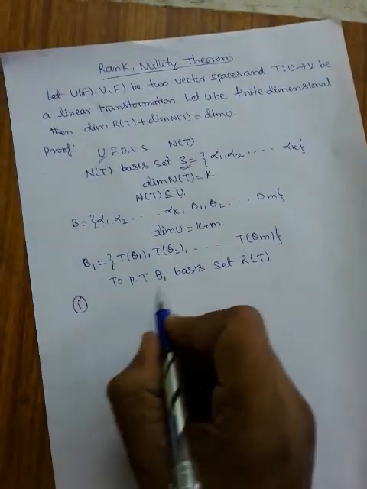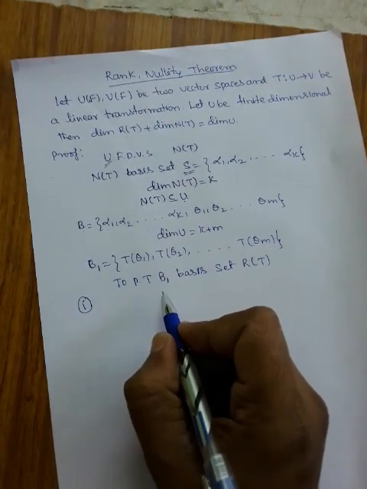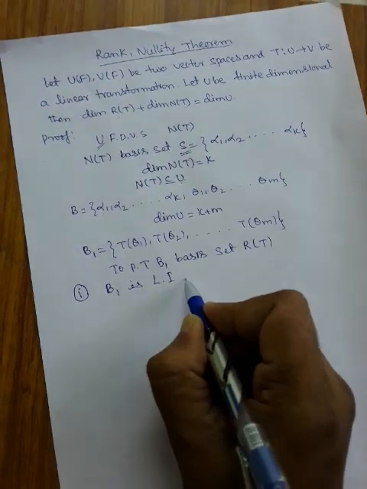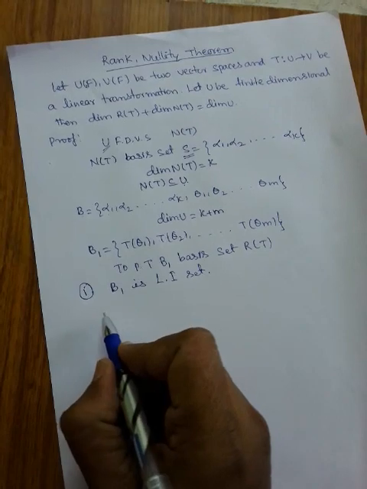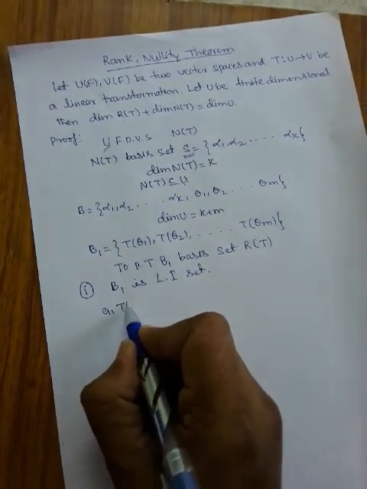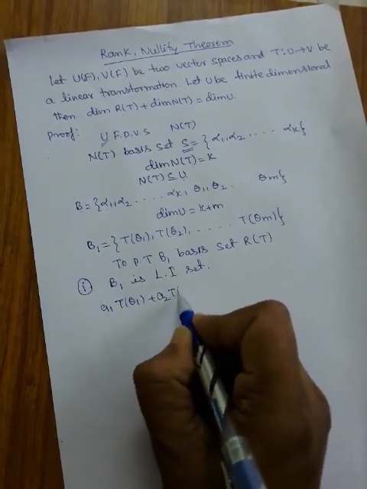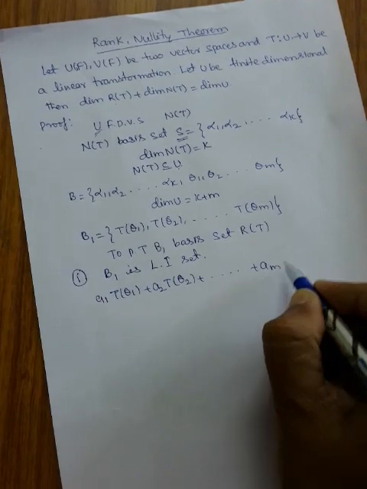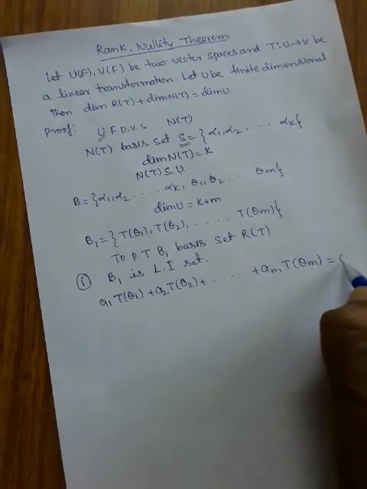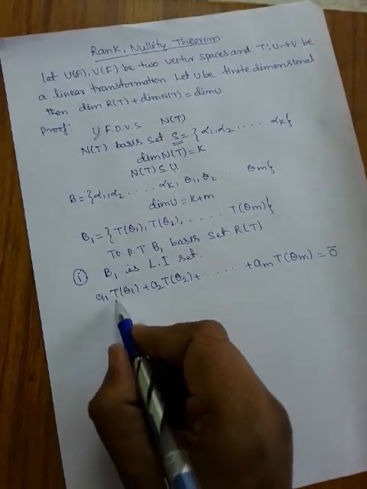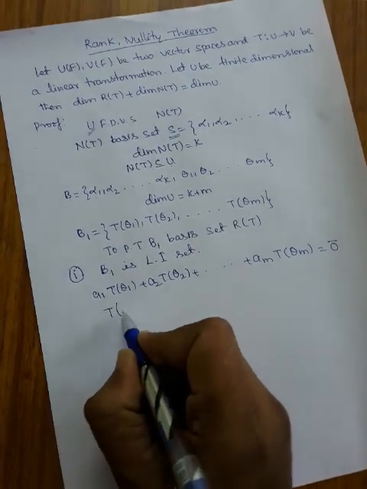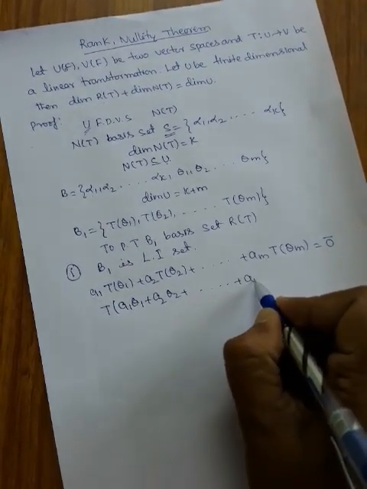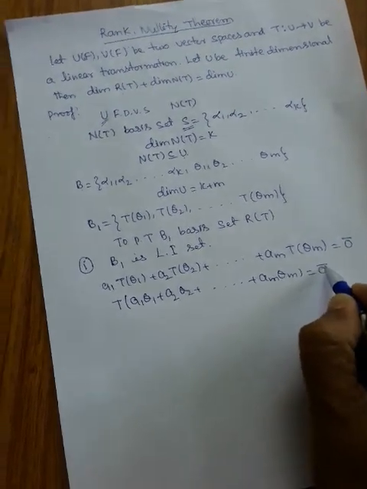If any set is said to be a base set, it should satisfy two properties: the elements should be linearly independent, and the linear span property. First we want to prove that B1 is a linearly independent set. For this, first write the linear combination: a1 T(theta 1) plus a2 T(theta 2) plus ... plus am T(theta m), and equate it with 0 bar. Since T is a linear transformation, as per the property we can write T(a1 theta 1 + a2 theta 2 + ... + am theta m) equal to 0 bar.